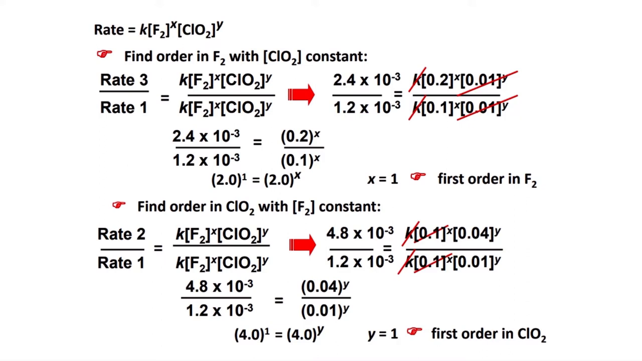Next, you do the same for ClO2 with F2 punya concentration being constant. So you're going to compare experiment 2 with experiment 1. So from there, you do the same thing. You cancel out K. And then you cancel out the constant concentration for F2, right here. Constant. So cancel je. And then you calculate this and this, and then you equate them together. And you can get your order of reaction for ClO2. So ClO2 is also first order.